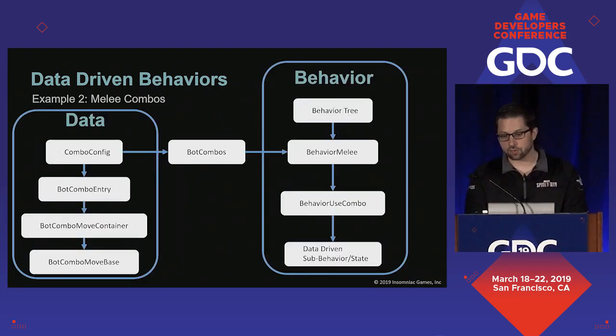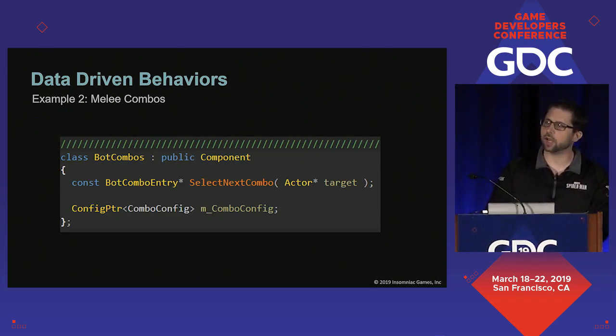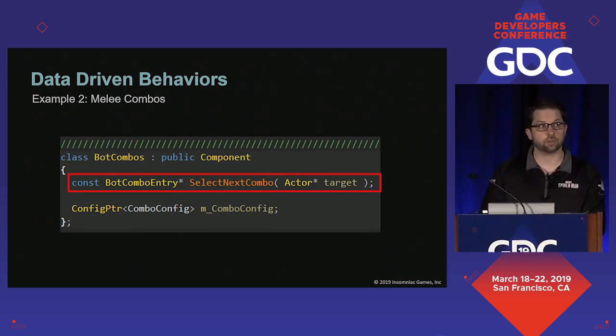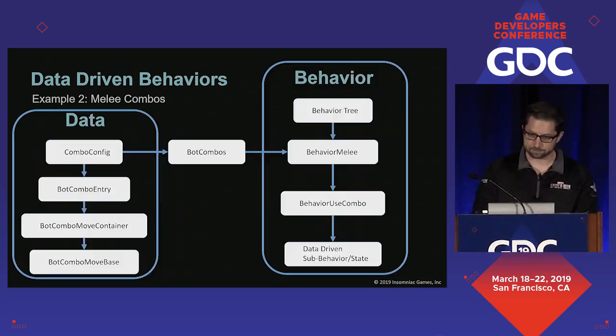I want to briefly touch on the owner of all of this data, bot combos. It is responsible for not only owning the combo config, but also for selecting the best combo to use from that config versus a provided target. It will use all of the data contained in the combo entries to make a list of valid combos and return one based on their weights.